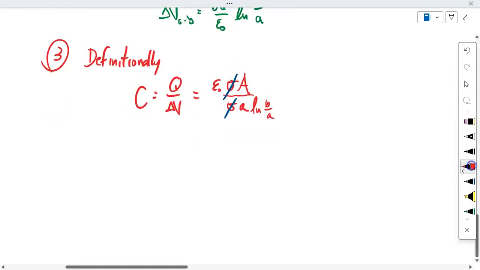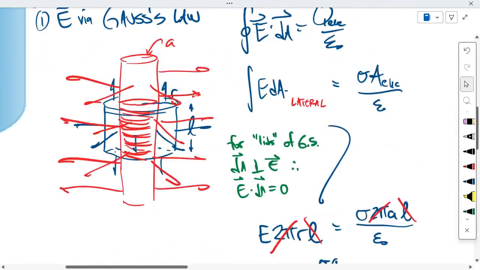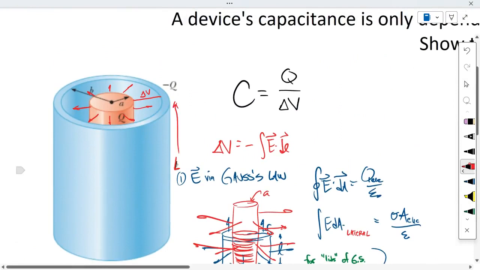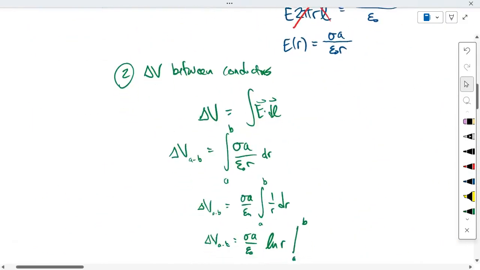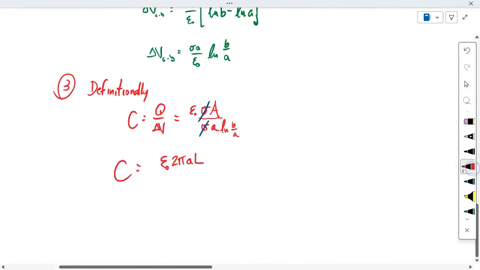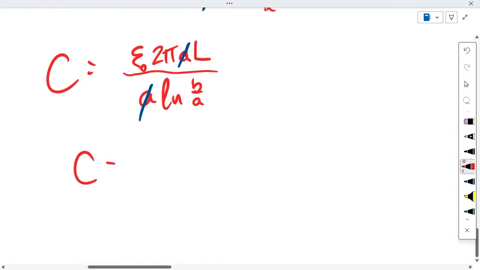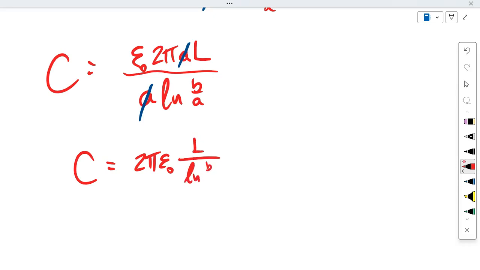Now the area of our inner conductor is 2 pi A L. And what I mean by L is the length of the whole thing, the height of the whole thing, as opposed to the little L, which is a Gaussian surface charge enclosed thing, divided by A ln B over A. The A's cancel out. Okay, and we have an expression for this capacitor's capacitance: 2 pi epsilon naught, constant stuff, L over ln B over A.